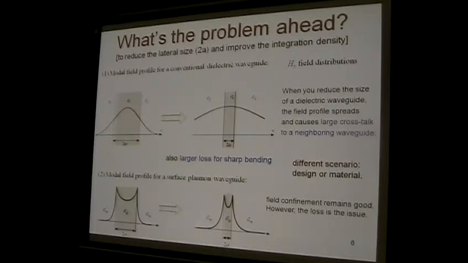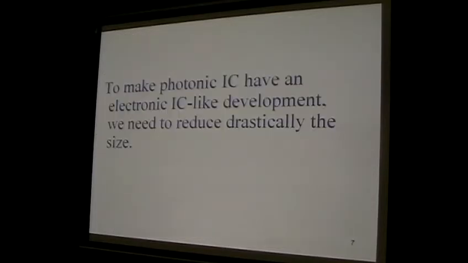So these are the problems. Improving photonic integration density is not as easy as you may think. The main problem is the spot size and the loss, not just the nano fabrication technology. So in this scenario, we see the difference. It is not nano fabrication technology that plays a key role, like in the microelectronic case. Here, we have to think about better ideas. The idea is very important, and maybe the materials as well, rather than the nano fabrication technology. So in order to make photonic integrated circuits have an electronic-circuit kind of development, we really need to reduce the size of the photonic integration device.